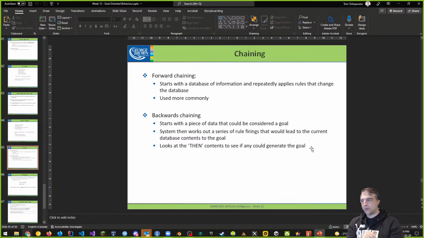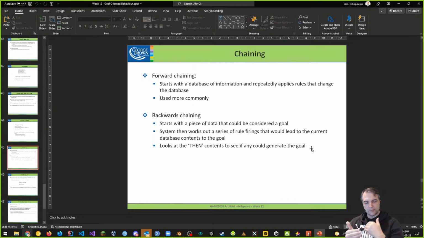So there's a couple of ways we can do things. There's some things we can think about when it comes to rule-based systems. One of them is called forward chaining, and another one is called backwards chaining. So what is forward chaining? It starts with the database of information and repeatedly applies rules that change the database. And this is frequently used. So with some kind of database, the database is going to continue to change, and the rule system is going to update by adding and removing elements from the database.